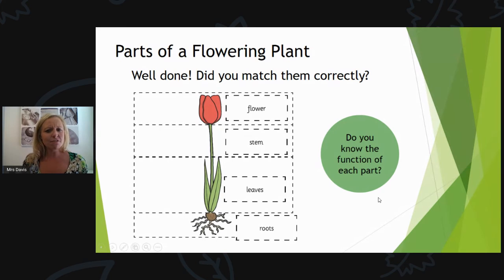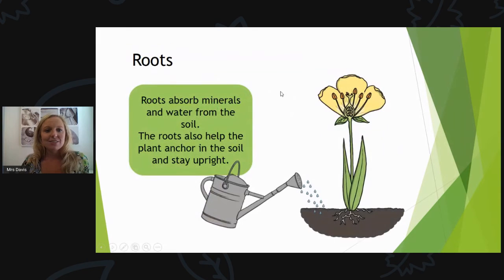Do you know the function of each part? Oh, function, that was one of our vocabulary words. Now remember, function means what it does. What is the purpose of it? So what is the function of those roots, of those leaves, of the stem, of the flower? Why are they there? Okay, so let's have a little look here. To start off with, we've got our roots. Roots absorb, which means take in, minerals, another one of our words, and water from the soil.